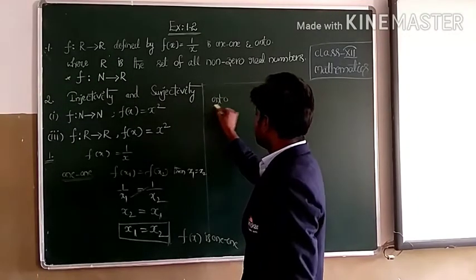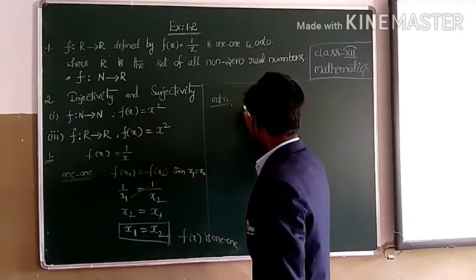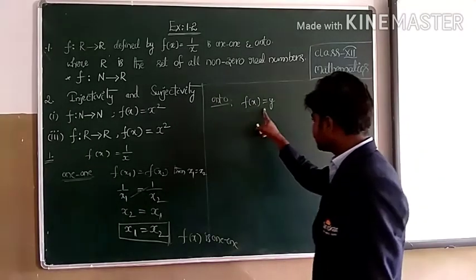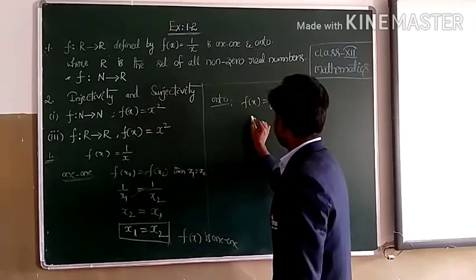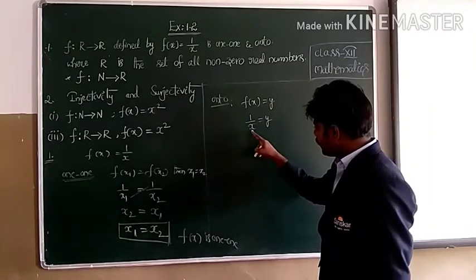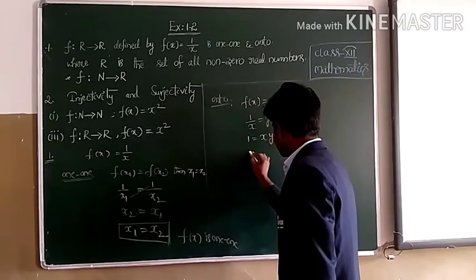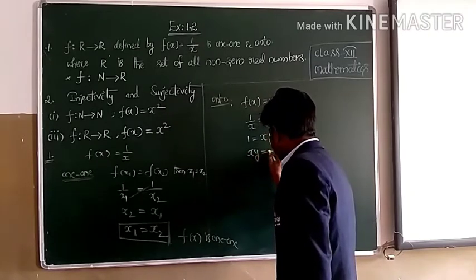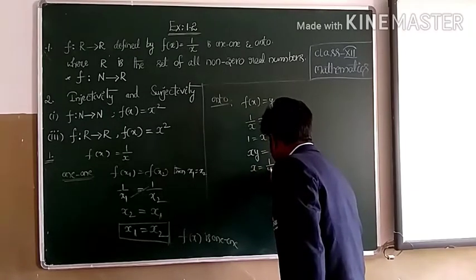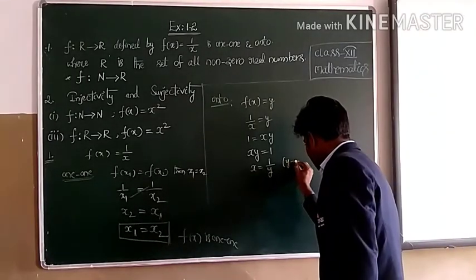Now let's see the onto function. Is f of x an onto function or not? The onto function condition is f of x equals y, right? So f of x is given, that is 1 by x equals y. Now x into y is xy, then 1 equals xy. We can write this like this also: xy equals 1. Now x equals 1 by y, where y is not equal to 0.